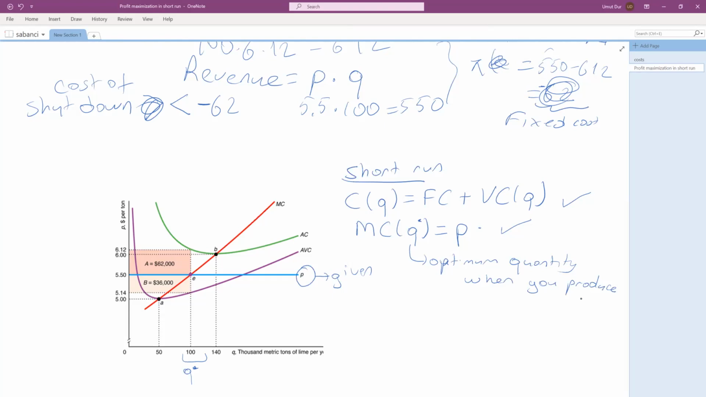So if you find the optimum quantity, no. So you are finding the optimum quantity if you produce.